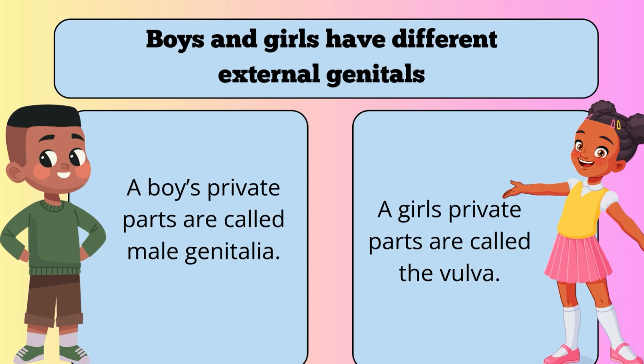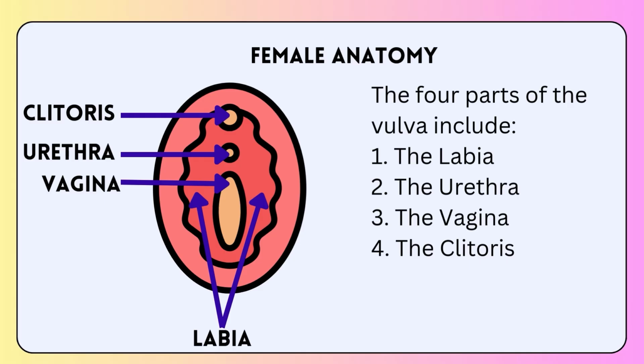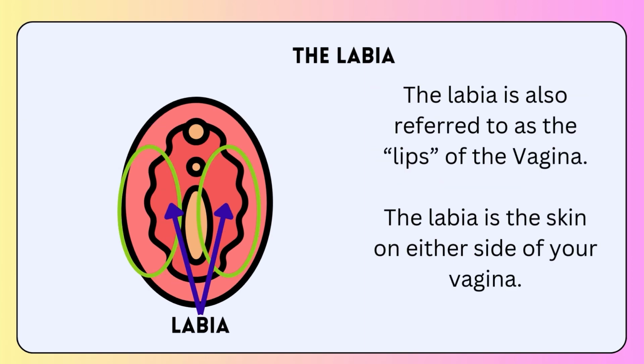A boy's external private part is called male genitalia. A girl's external private parts are called the vulva. There are 4 parts to the female external anatomy. The 4 parts of the vulva are the labia, the urethra, the vagina, and the clitoris. The labia is also referred to as the lips of the vagina. The labia is the skin on either side of your vagina.